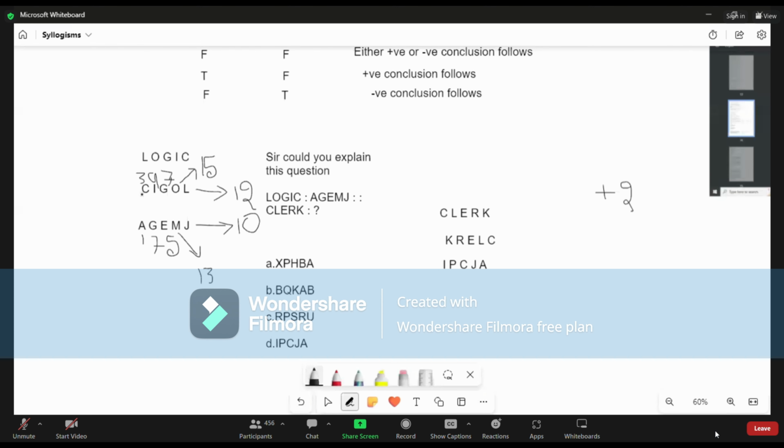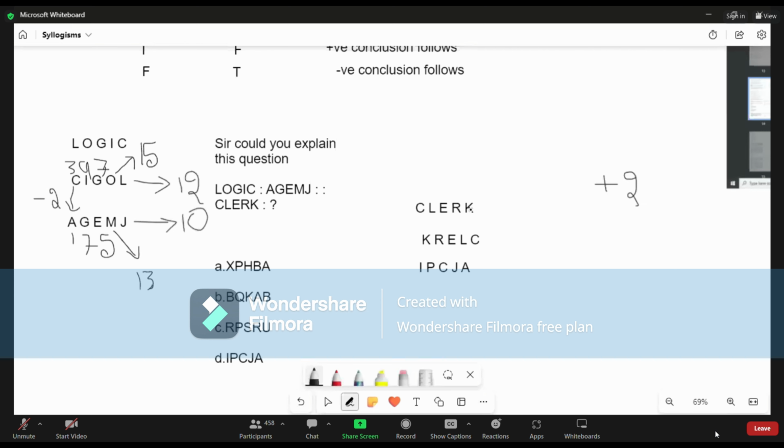Now you can see that for every term, it is a minus 2. 7 minus 2 is 5, 15 minus 2 is 13, 12 minus 2 is 10. So the logic here is we first reverse the letters, from start to end, and then we subtract 2 in each term. I first took the word, reversed L and C, and then found it is a minus 2 logic from here to here.